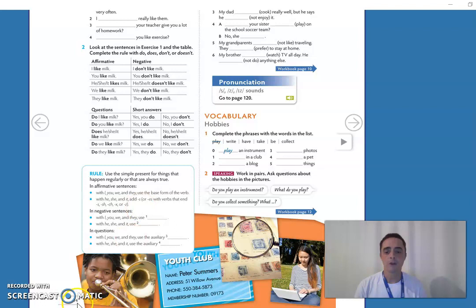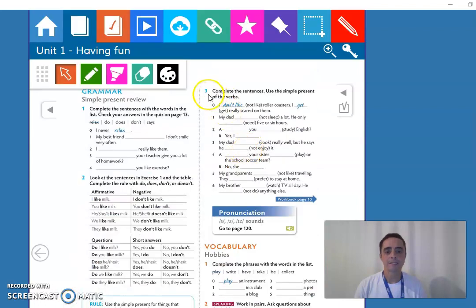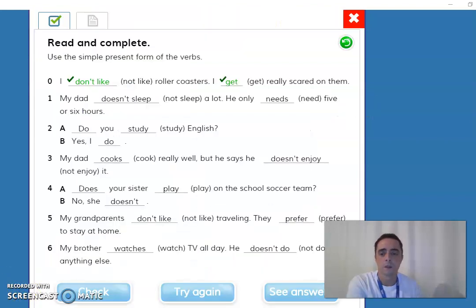So on the same page 14, exercise number 3. Complete the sentences, use the simple present of the verbs. On this exercise I have some verbs in parentheses, okay? Then you have to complete it accordingly. Let's check together. Number 0, I don't like roller coasters. I get really scared of them.